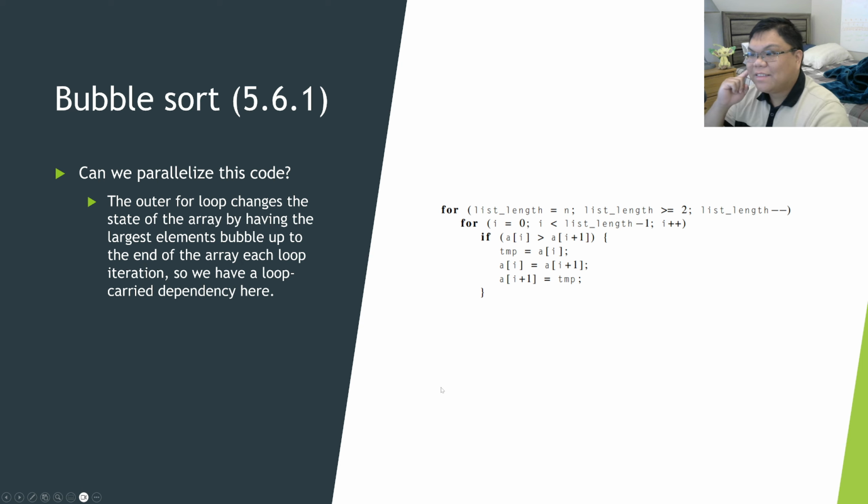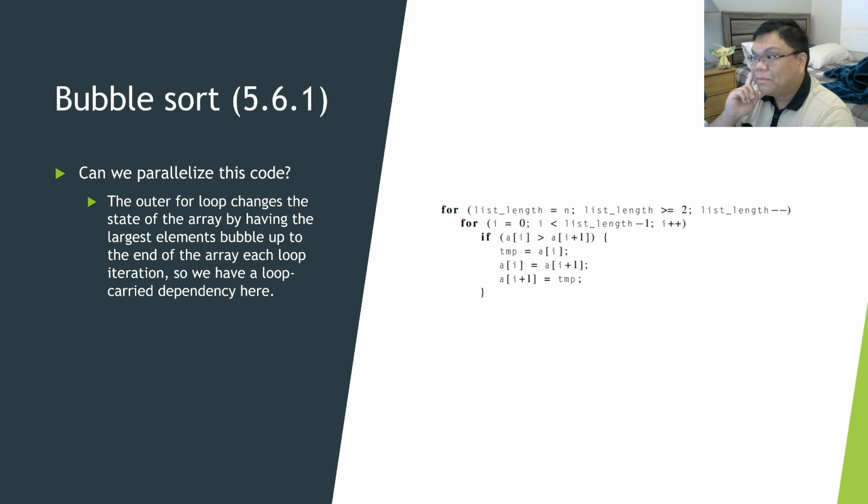Can we parallelize this? Well, here's the thing. The state of the array, what we will have done for the first for loop iteration, we need that for the next for loop iteration. So we have a loop carry dependency, which is the state of the array itself. We will have bubbled up the first largest element to the end of the array once we've done the first for loop iteration of the outermost for loop. So we can't do this out of order, we cannot parallelize it, we have a loop carry dependency.